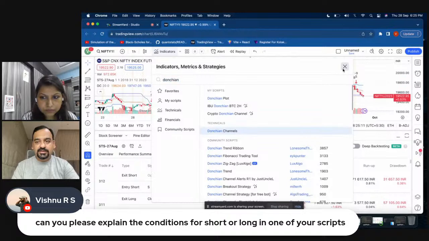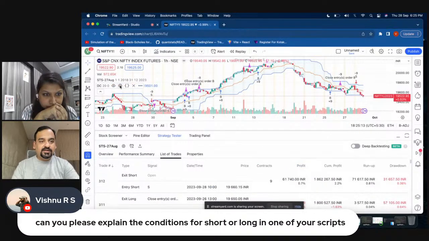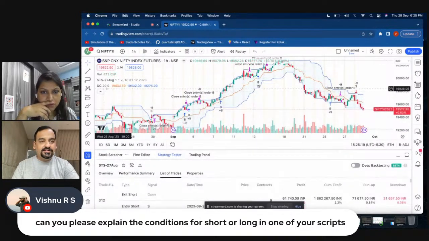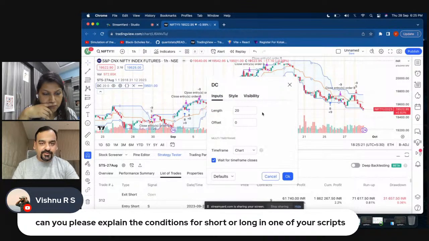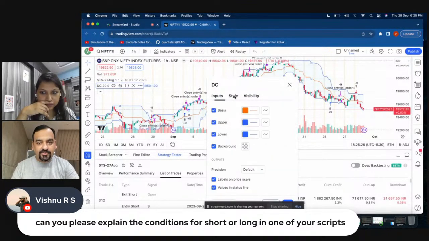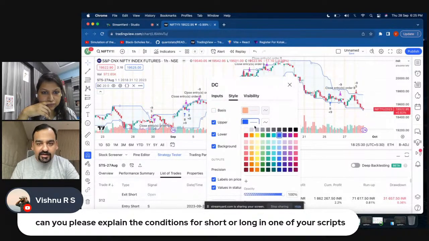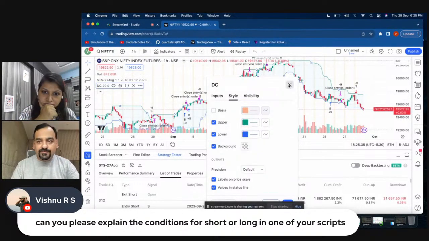Donchian channel is basically like the highest high and lowest low. I'm just leaving it default; 20 is the default setting. We use something else, but right now it is 20, just to explain the concept. So to remove this middle line, the upper line is green colored and the lower line, let us say, is blue colored. We'll leave it.